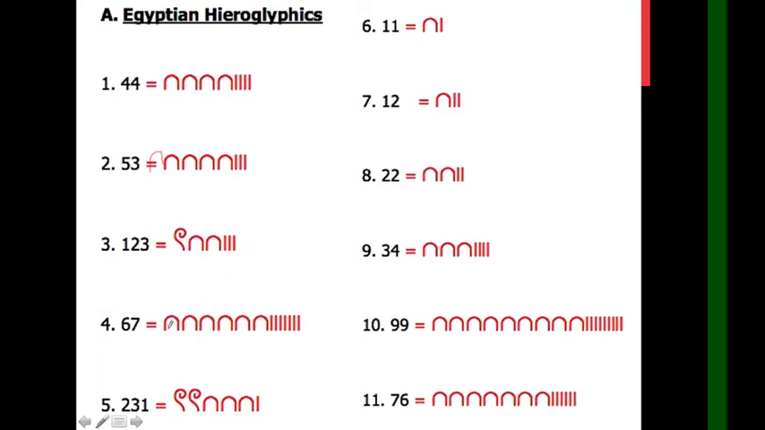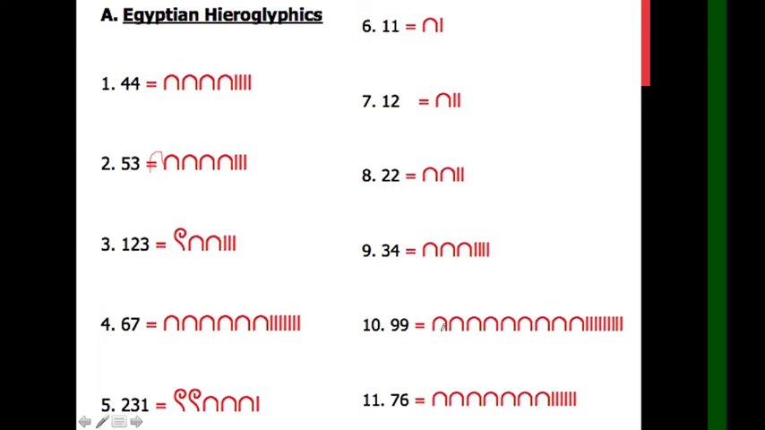67, so anim na horseshoe at 7 stick. 231, dalawang coil, tatlong horseshoe, isang stick. 11, so that is 1/10, so we have 1 horseshoe and one, what do you call this? 1 stick. And then 12, same. 22, 34, tatlong horseshoe at apat na stick.